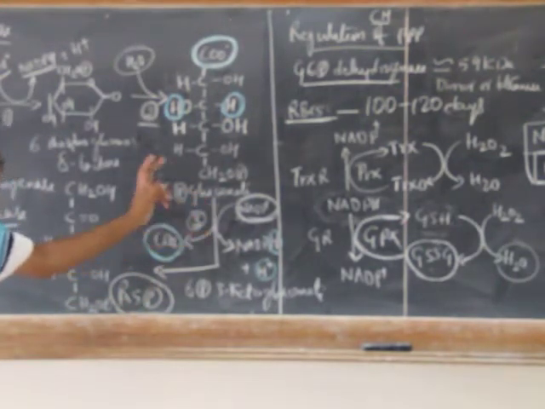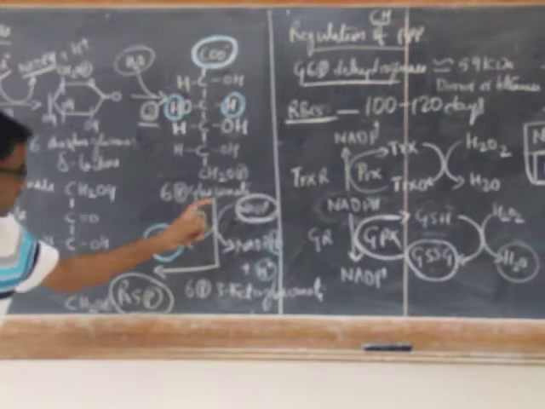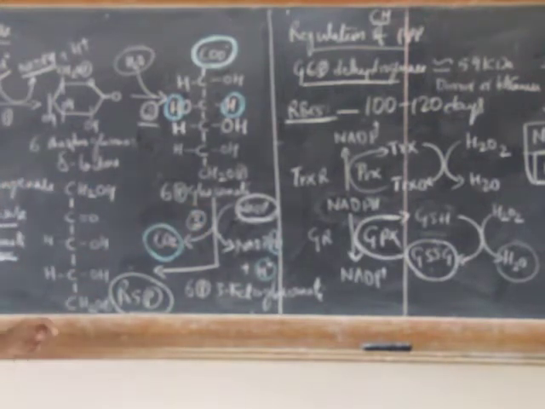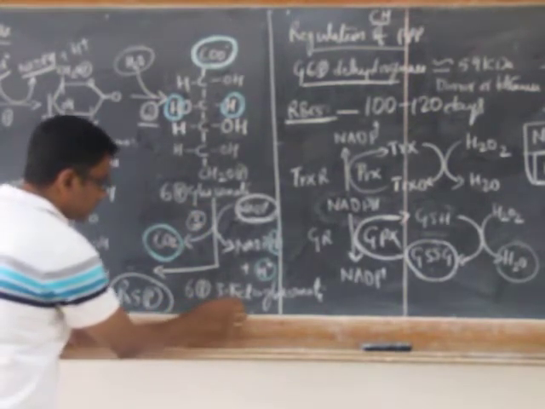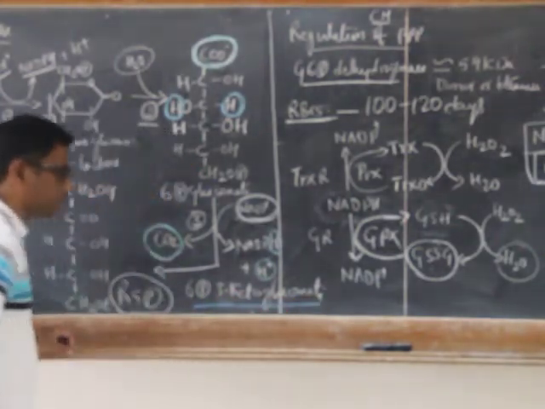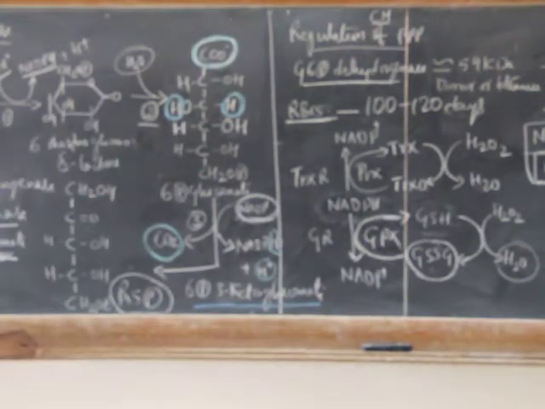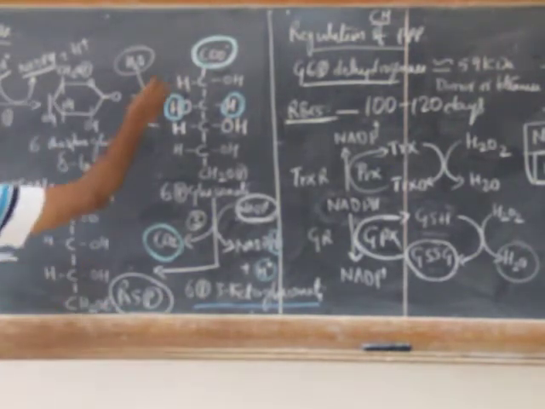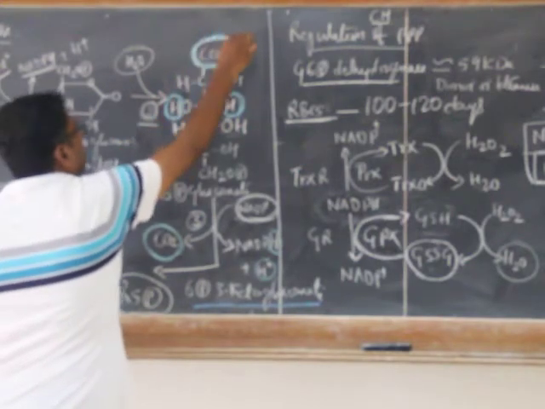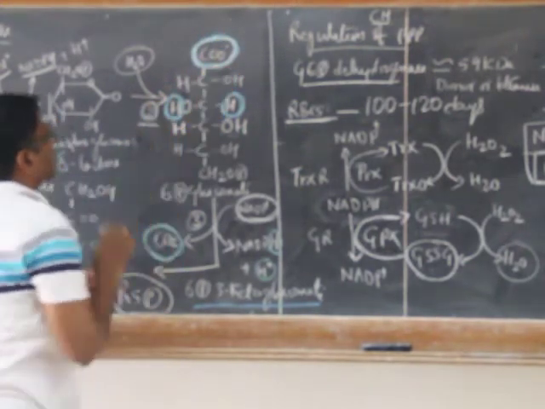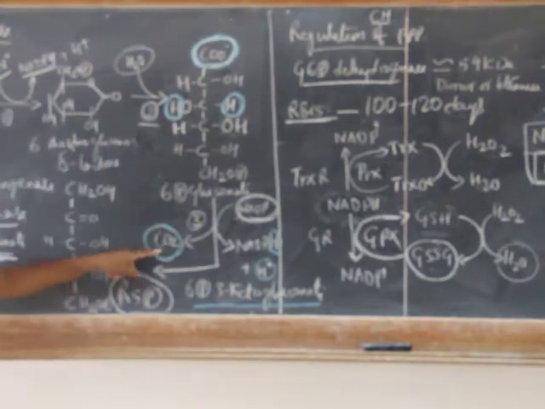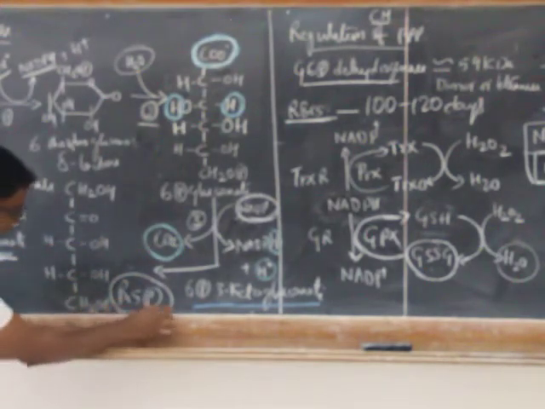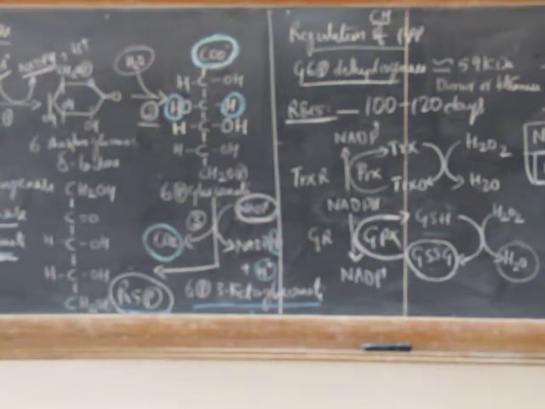Once 6-phosphogluconate transfers these two electrons to NADP plus, that becomes 6-phospho-3-ketogluconate. It is an intermediate. In the next step, this intermediate, the carboxylic group, I marked here, this carboxylic group will be removed in the form of carbon dioxide. That forms ribulose 5-phosphate. Right?